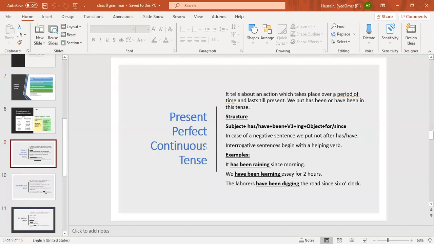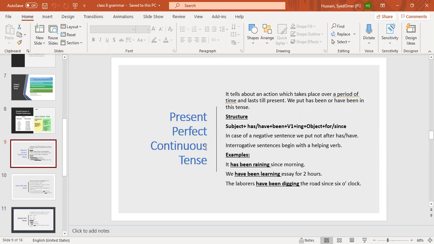Okay, beta, verb. Exercise F, page number 22. Put the verbs given in brackets in the blanks. Use the present perfect continuous tense. Remember the formula: you have to put has been or have been, and with the verb you have to put ing.